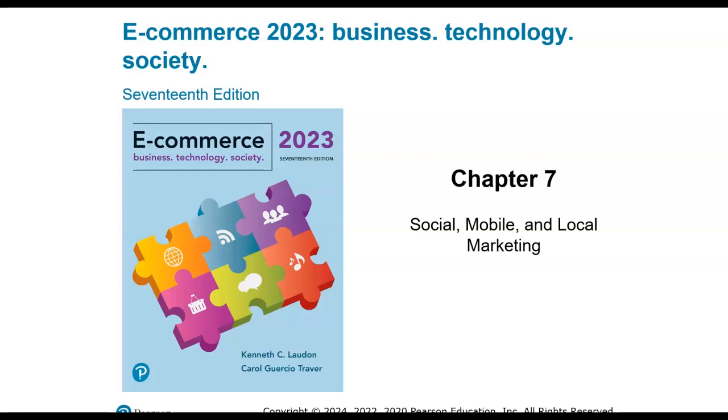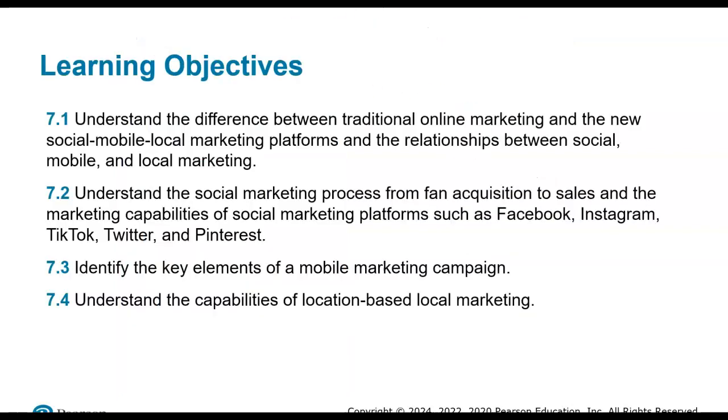So what are we going to be diving into today? Well, first let's start off with what our objectives are. What we want to be able to do is really differentiate a little bit between some of the traditional online forms of marketing, things like search engine advertising, and what is happening with social, local, and mobile. We're also going to be giving an overview.